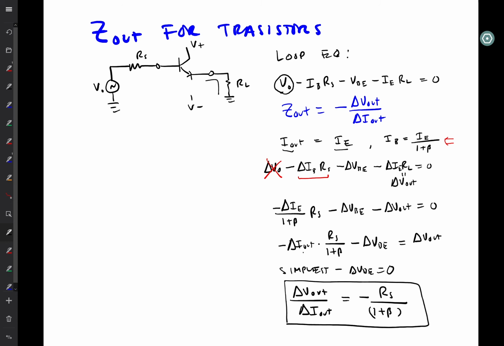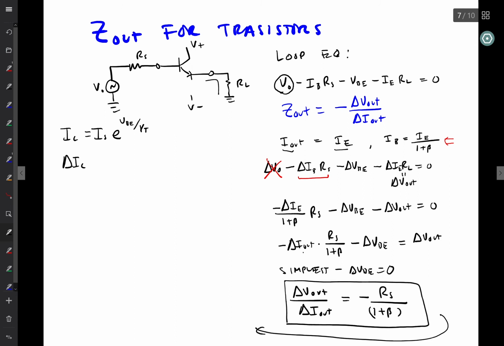If we then assume our Ebers-Moll picture, which I will redo over here, so remember Ebers-Moll says that the collector current is equal to some constant times e to the VBE over VT, which is a physical constant. If I take a delta IC, that gives me a 1 over VT times IC, that is the same function over again, times delta VBE. And I'm calling this new quantity little re, or 1 over little re, times delta VBE. So that means that delta VBE is equal to little re times delta IC, which is pretty close to little re times delta IE.